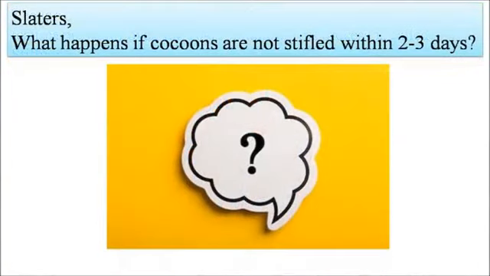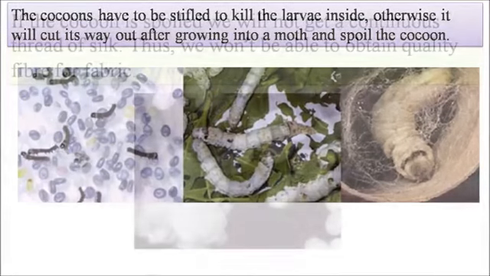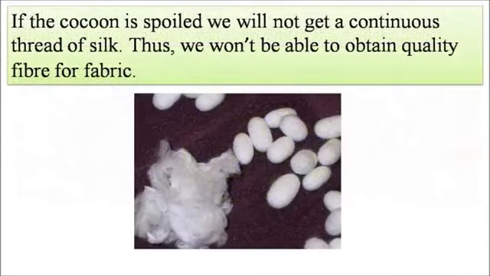Students, what happens if cocoons are not stifled within 2 to 3 days? The cocoons have to be stifled to kill the larvae inside, otherwise it will cut its way out after growing into a moth and spoil the cocoon. If the cocoon is spoiled, we will not get a continuous thread of silk. Thus, we won't be able to obtain quality fiber for fabric.